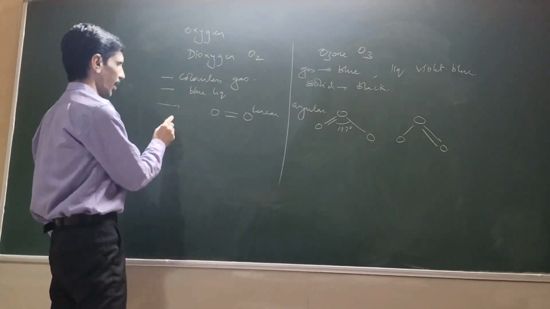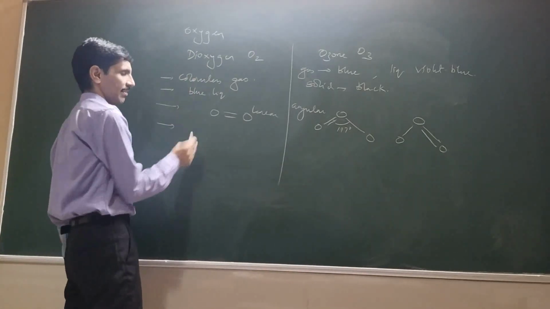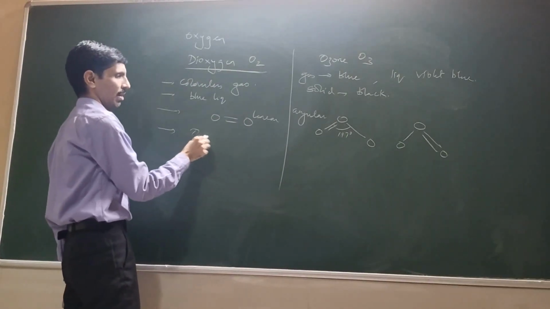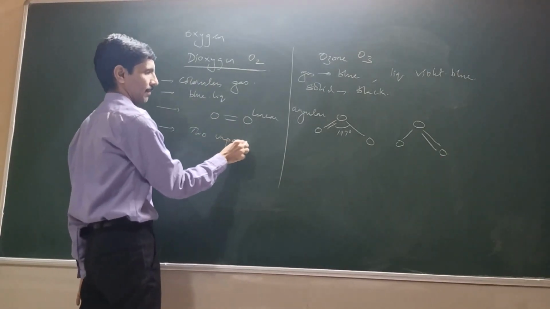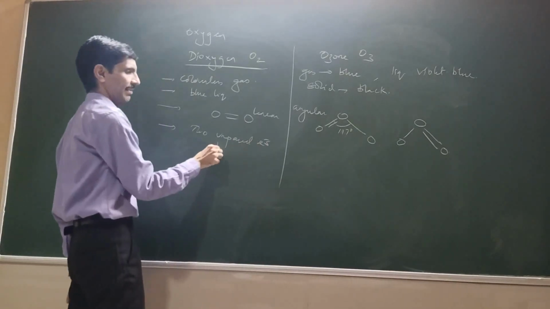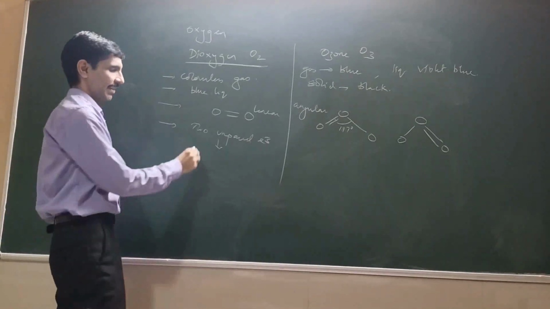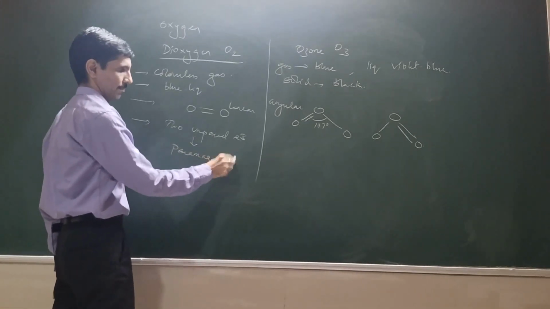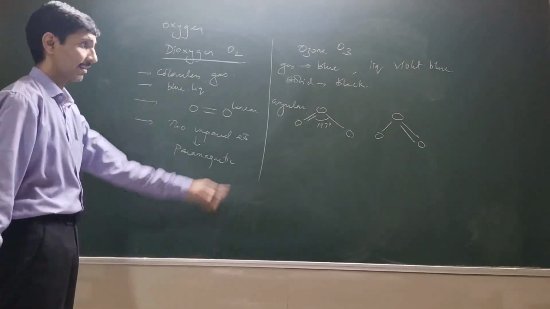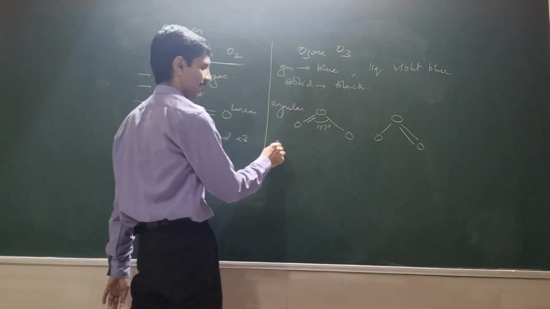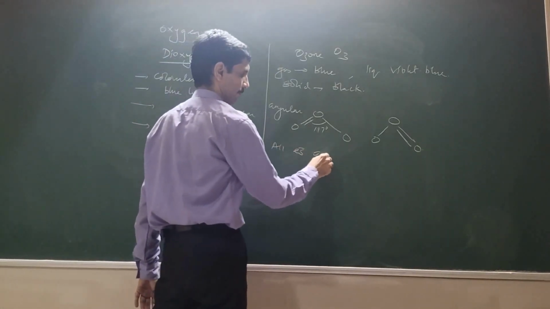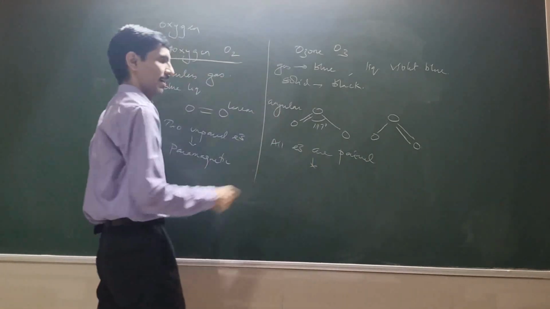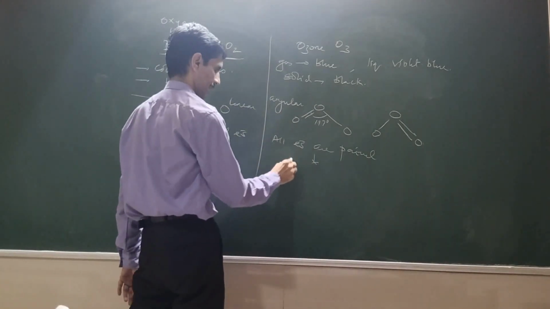Next, according to molecular orbital theory, the oxygen molecule, dioxygen O2, has two unpaired electrons. Because of the presence of two unpaired electrons, it is paramagnetic. Whereas in ozone, all electrons are paired, and when all the electrons are paired, it is going to be diamagnetic.